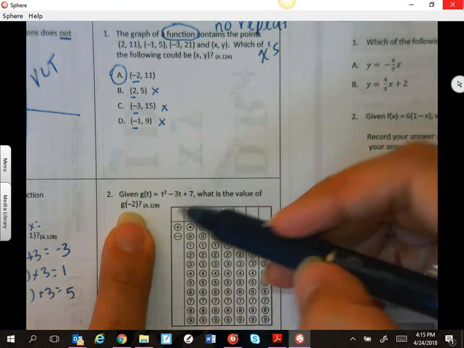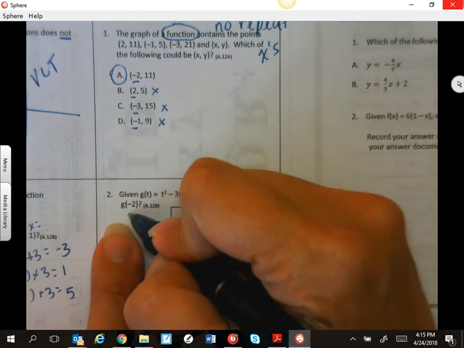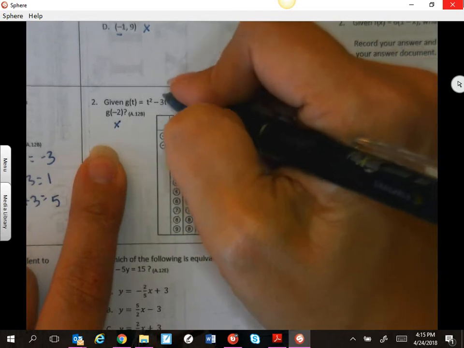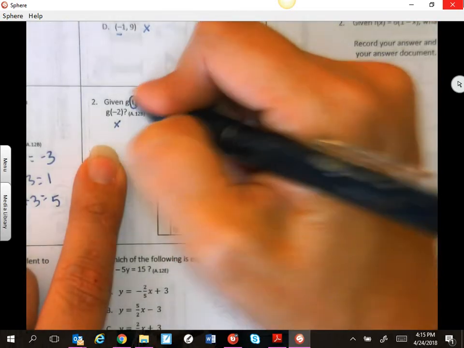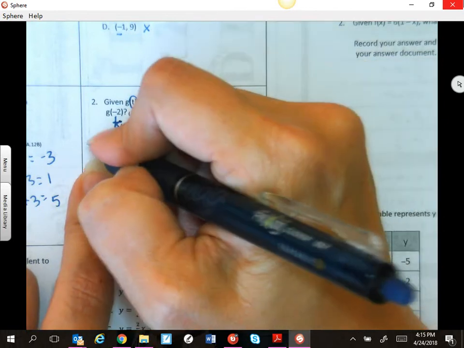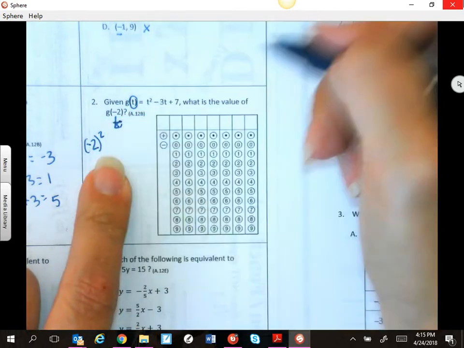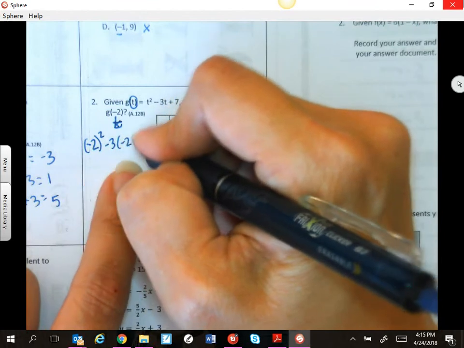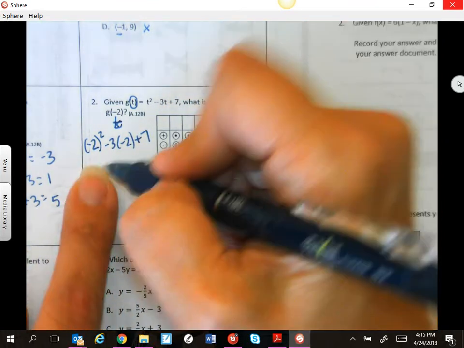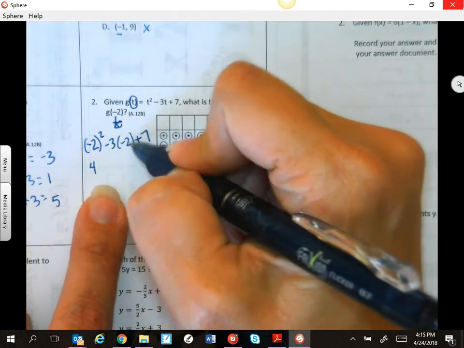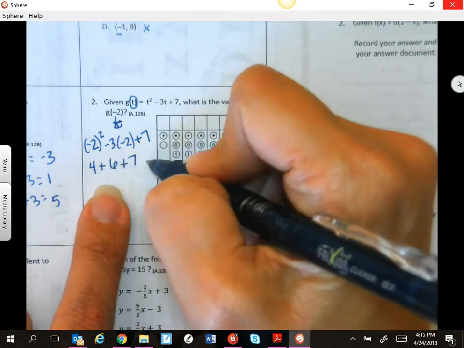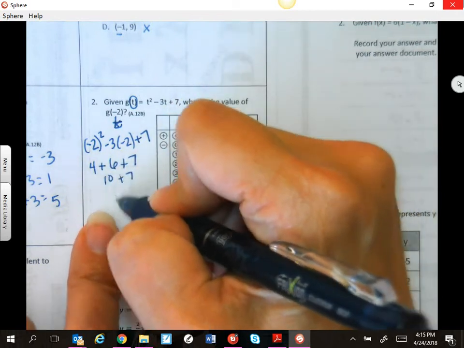Given this equation, what is the value of g of negative 2? So again, that is in place of x. So wherever I see this t, or rather, it's in place of t, excuse me, I'm going to put negative 2. So I'm going to say negative 2 squared minus 3 times negative 2 plus 7. Well, I know negative 2 times negative 2 is positive 4. Negative 3 times negative 2 is a positive 6 plus 7. So 4 plus 6 is 10 plus 7 is 17.